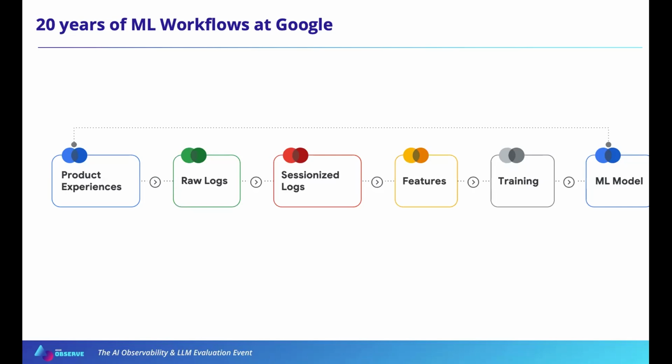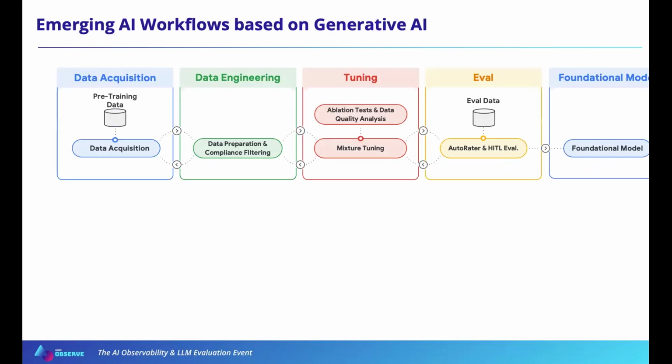The standard ML workflow at Google, and this is pretty much the industry standard as well, is that you have product experiences, users, and user actions like views and clicks. It generates raw logs, and then we create sessionized logs, features, and then training, and then deploying models. This has been the case. With Gen AI, that is changing.